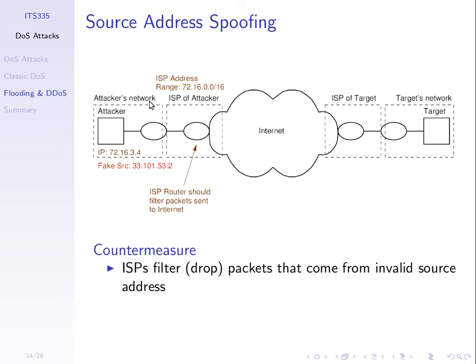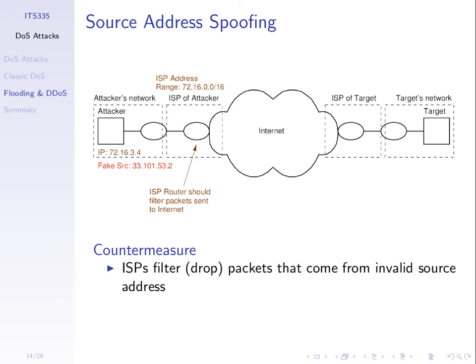So in this example, the ISP that the attacker is using has a range of addresses. The range in the example is 72.16.0.0/16. The idea is that every customer of the internet service provider would have an IP address 72.16.something.something. That's a common setup. So our attacker, which is a customer, maybe 72.16.3.4. Other customers, 72.16.something.something.